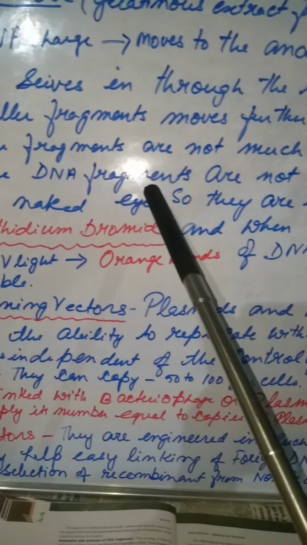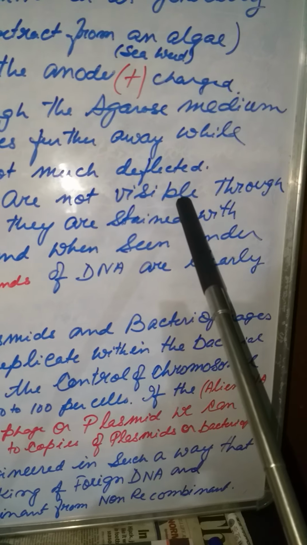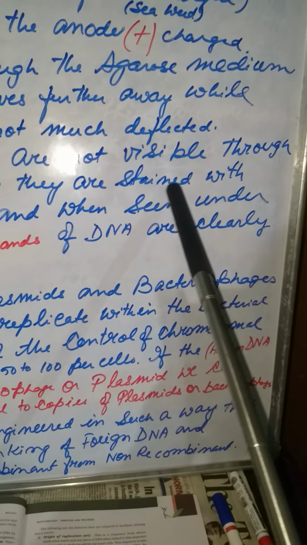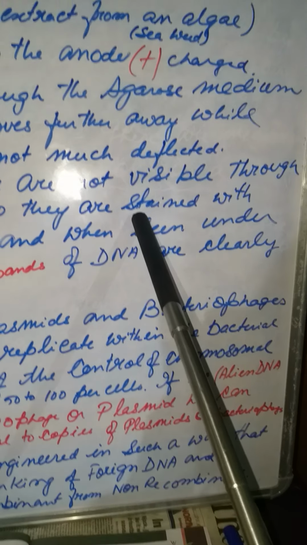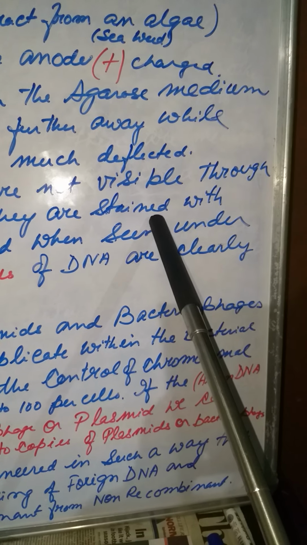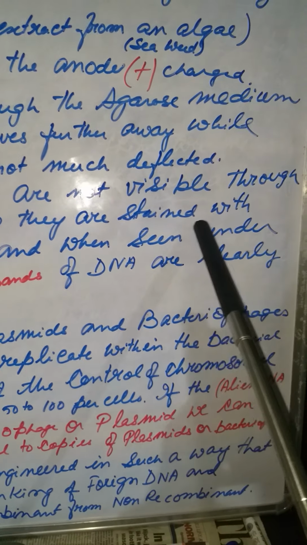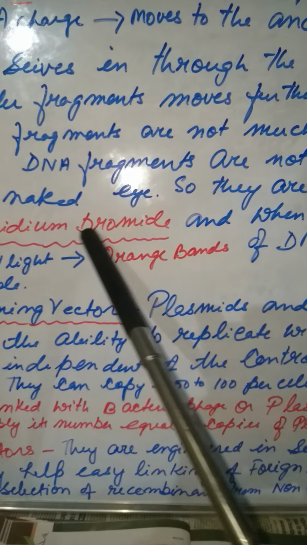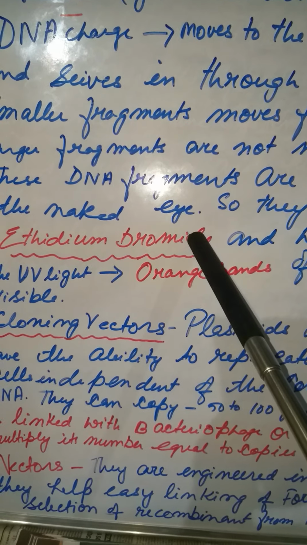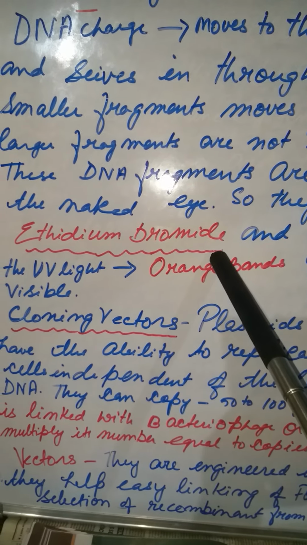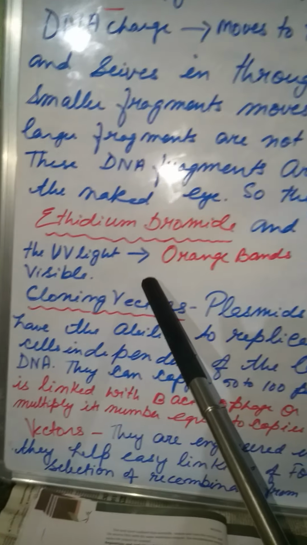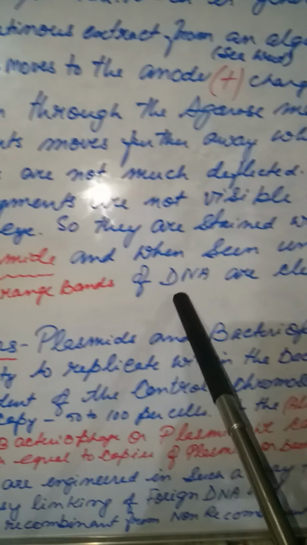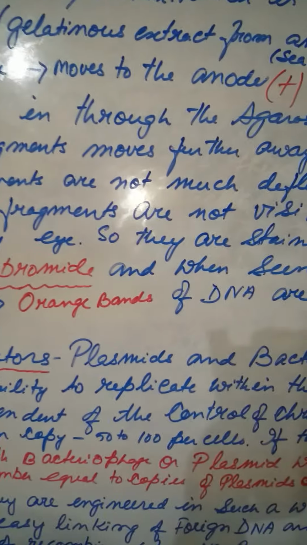Now these DNA fragments are not visible. You cannot see these DNA fragments with the naked eye because they are very small. So they are stained. In the lab you see that staining materials are used to stain the nucleus, to stain the cytoplasm. The stain here is known as ethidium bromide, and it has to be viewed under ultraviolet light, not the normal light. When seen under this ultraviolet light, you can see orange bands. Orange bands of DNA are clearly visible.